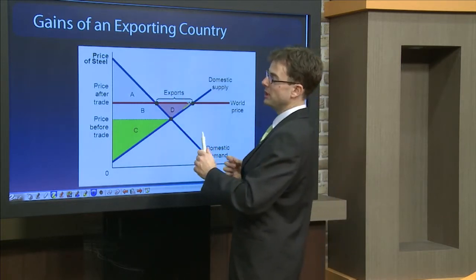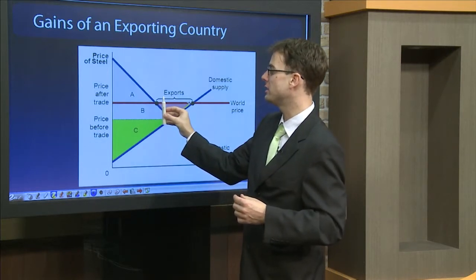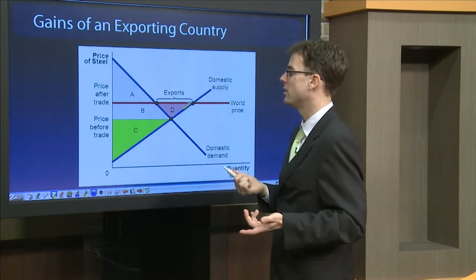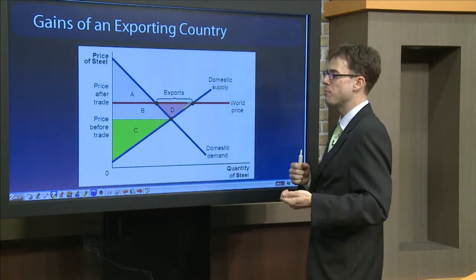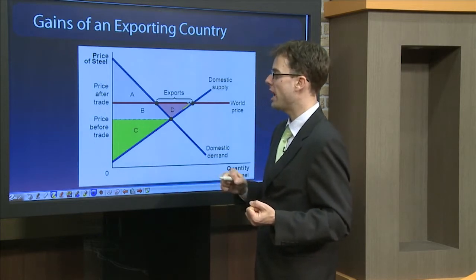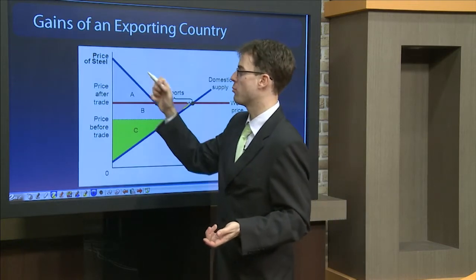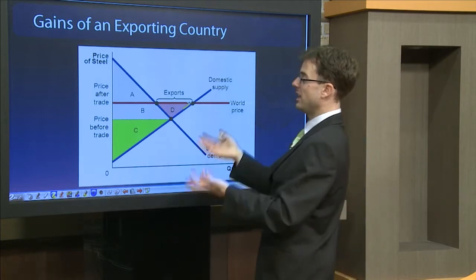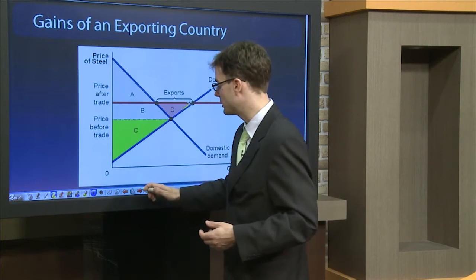Because consumers in the domestic economy now have to pay higher prices. They will buy fewer units at higher prices, and we can say that consumers in the domestic economy lose because of free trade, but producers in the domestic economy gain. And producers gain by more than consumers lose. So overall, we would say that in the exporting country, total surplus has increased as a result of the trade.